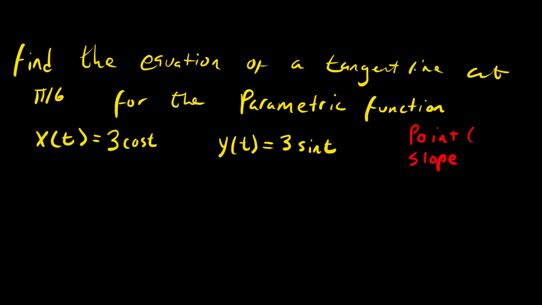So to do this, we're just going to plug in our point, our t value of pi over 6. So this is equal to 2.589 for our x value. And then our y value is, let me check, 1.5.